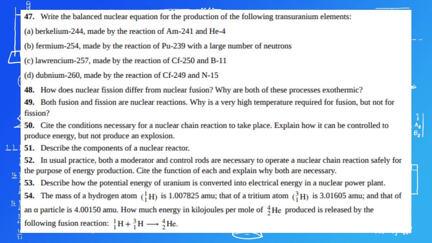Let's see. So yeah, the rest of 51, you can just look it up on Wikipedia, if you really want to know the schematics, the design of a nuclear reactor core. It should be there. If it's not, you can just generally Google it. It doesn't specifically have to be Wikipedia. 52, in usual practice, both a moderator and control rods. Okay, so more about the structure of a nuclear reactor core. You can look it up. 53, describe how the potential energy of uranium is converted into electrical energy in a nuclear power plant. Again, Googleable for those who are interested.